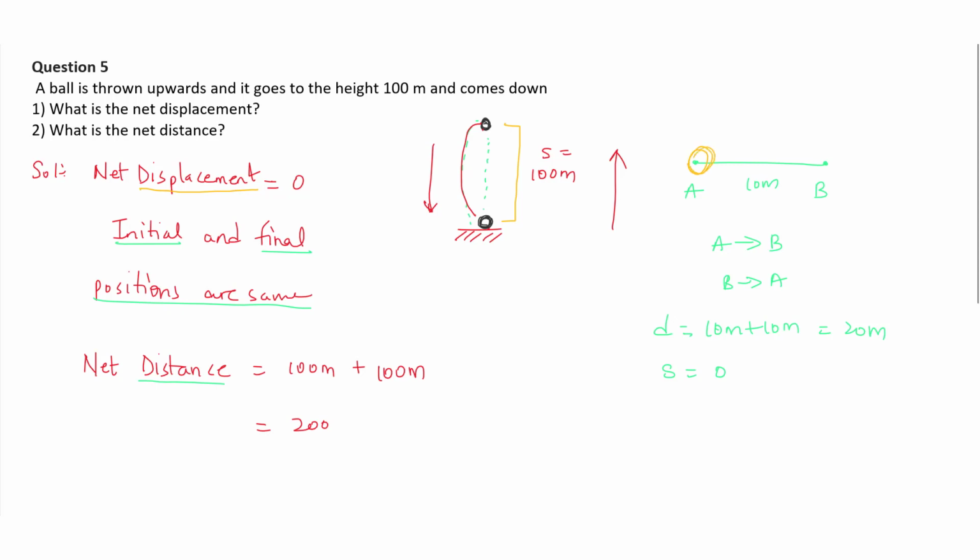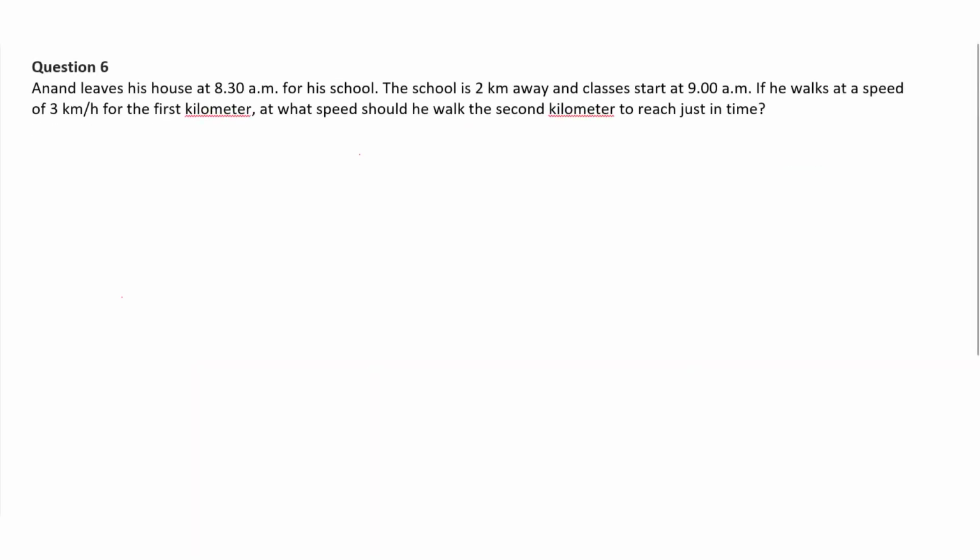Okay, let's do our next question. Okay, here's our question 6. Anand leaves his house at 8:30 a.m. for his school. The school is 2 kilometers away and classes start at 9 a.m. So, according to the first statement, I consider this to be Anand, who is going from his house to school.